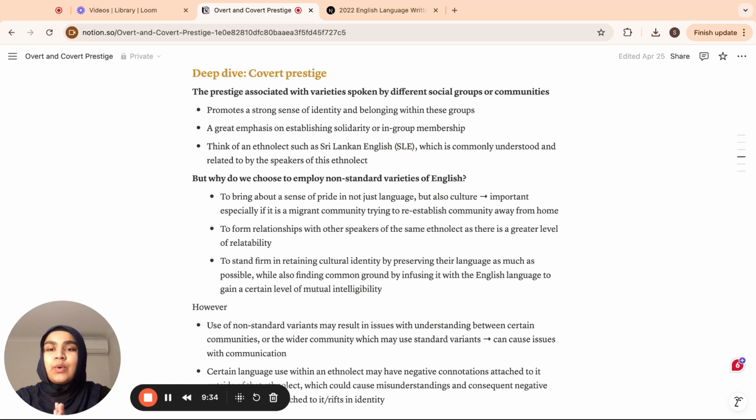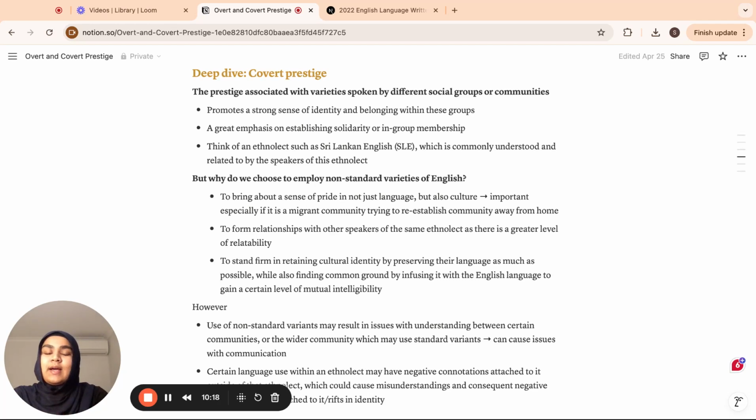Okay, so covert prestige is the prestige that's associated with varieties that are spoken by different social groups or communities. And speaking these varieties or using these varieties promotes a strong sense of identity and belonging within these groups. And so, as you can see, ethnolects or variants that align with covert prestige or that achieve covert prestige have a great emphasis on establishing solidarity or in-group membership, which are both very good things to discuss, especially in your essays.